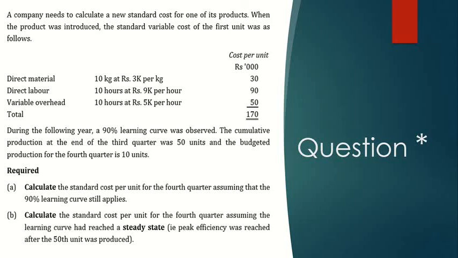Because the particular learning curve theory is coming to a steady state. Clear? Which means what you want to do then? We want to find the 50th units time.